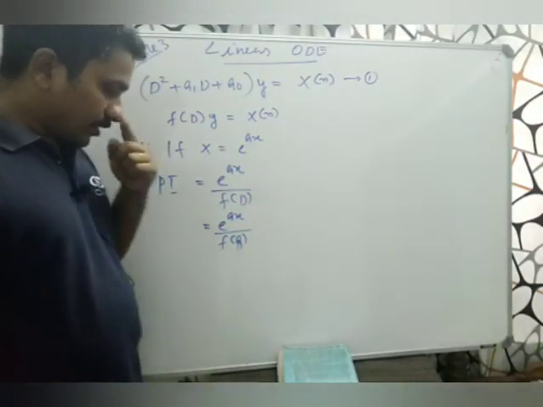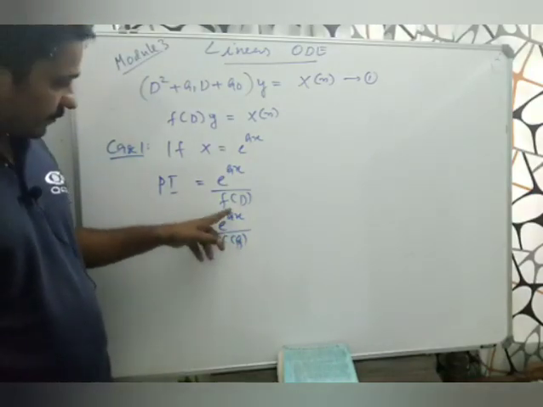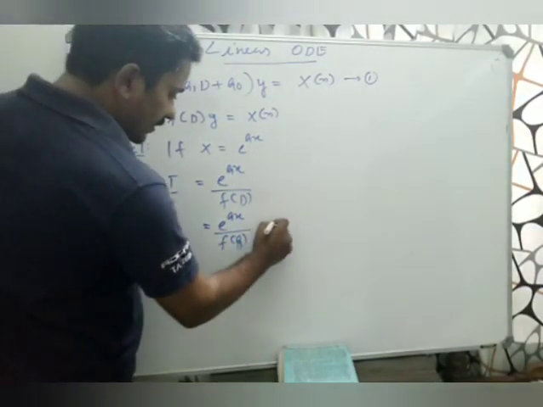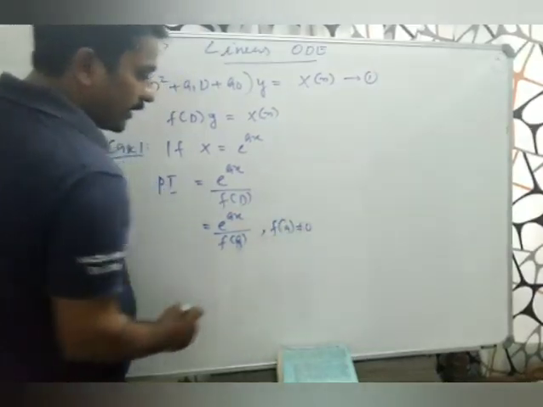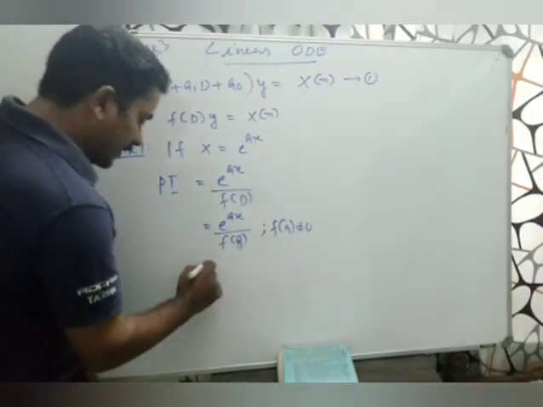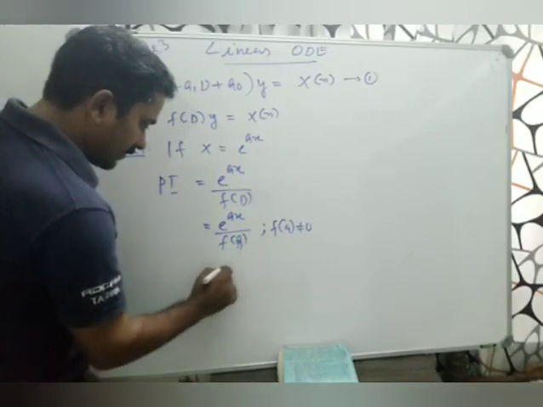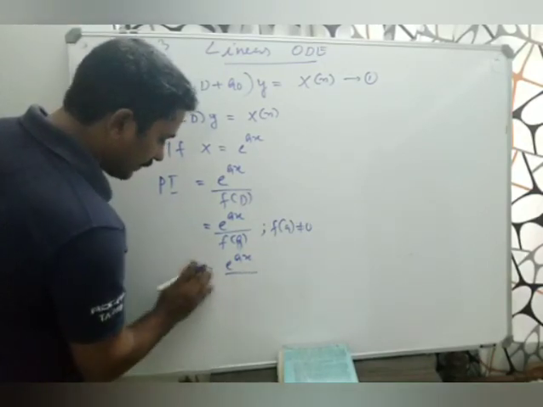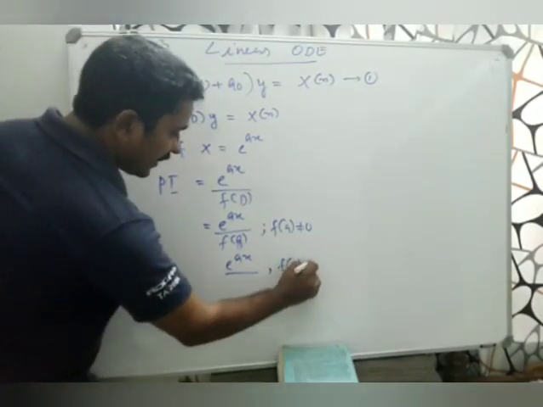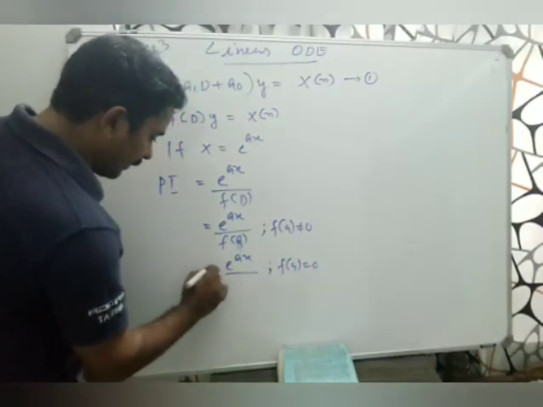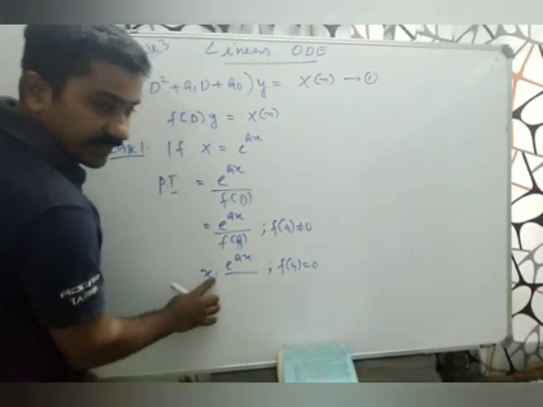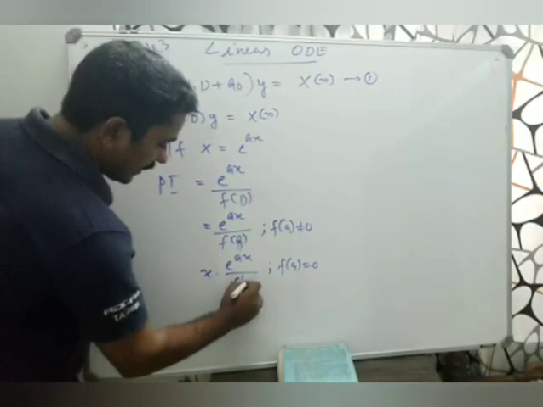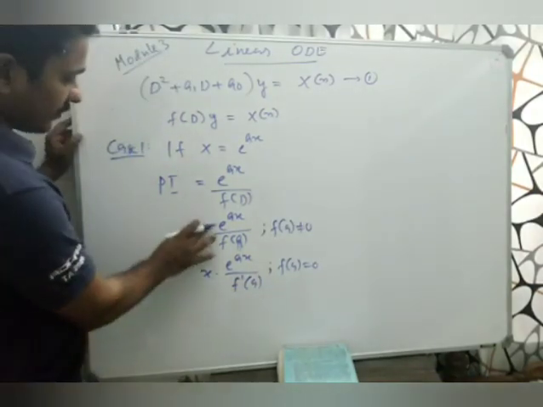But the problem is that when you substitute a for D, f of a should not be equal to 0. So we have a condition: f of a should not be equal to 0. If f of a is equal to 0, then you write an x here, and the particular integral of e to the power ax is x times e to the power ax by f dash of a. This is the formula.